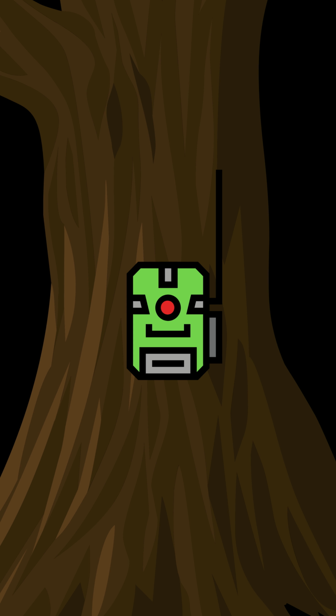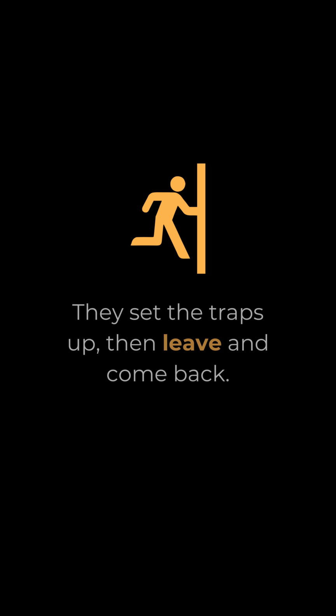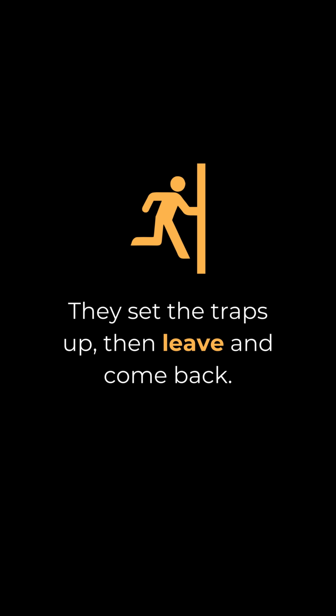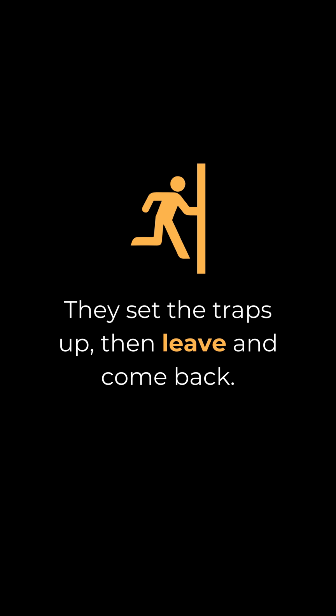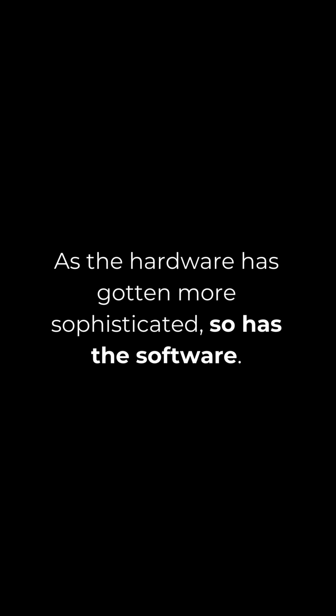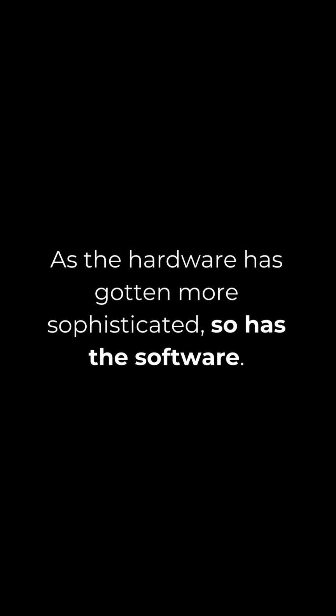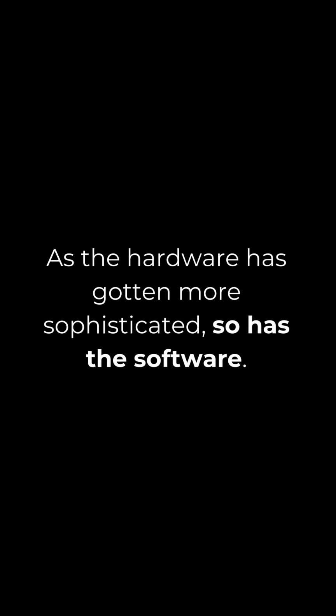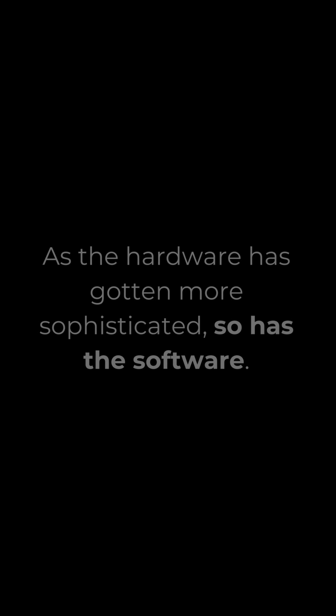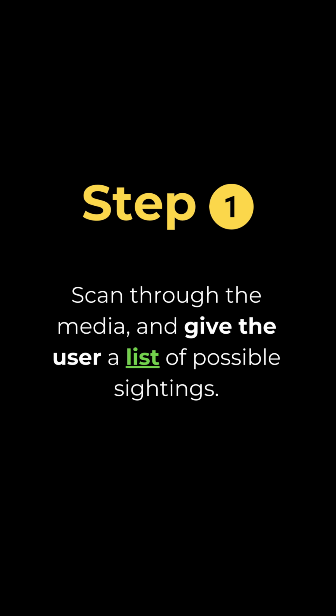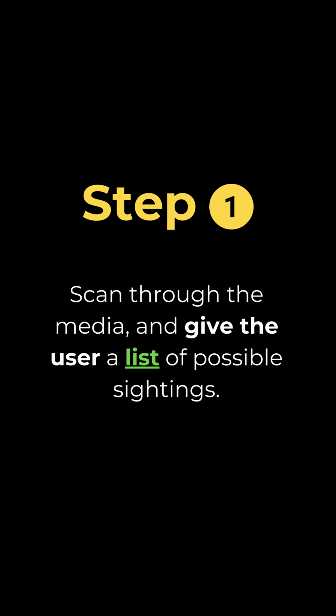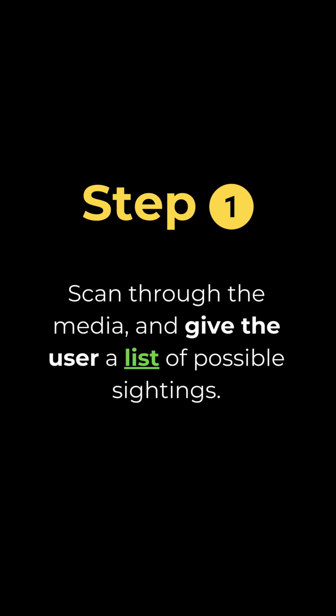Camera traps are small boxes that researchers will strap to a tree or a post somewhere out in the wilderness. Researchers set the traps up, leave for a while, then come back and collect the footage hours, days, or months later. And as the hardware has gotten more sophisticated, so has the software that processes all the photos and videos that the boxes capture. The first thing these types of programs need to do is scan through all the photos and every frame of all the videos and give the user a list.